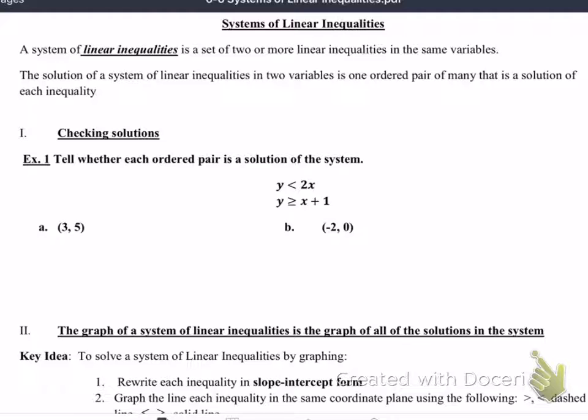Today we're going to do linear inequalities. So if you remember things like y is greater than mx plus b or anything like that, and then you have to do the shading and the dotted line and the solid line. That's going to come into play today.